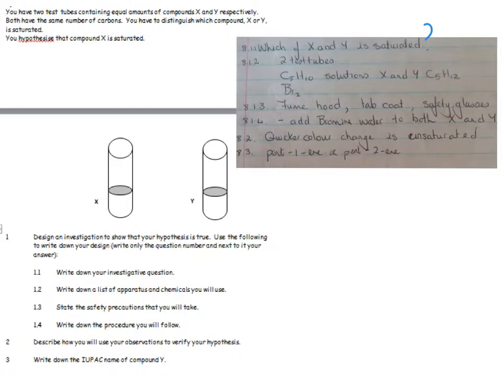And finally, write down the IUPAC name for compound Y, and that was a bit difficult because I hadn't anywhere told you that there were 5 carbons over here. But if I take it as 5 carbons, then you would have said that compound Y is either pent-1-ene or pent-2-ene, because compound Y is going to be your alkene.